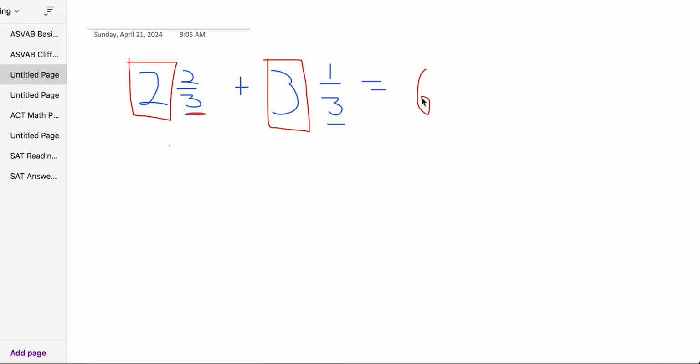Now let's actually test this by converting these to improper fractions and adding them to see if we get the same thing. For the first one, we take the whole number 2, multiply it by 3, which gives us 6, and then 6 plus 2 gives us 8. So we get 8 divided by 3. Then we take the other whole number 5, multiply it by 3, which would be 15, and then add the 1 on top, so this would be 16.